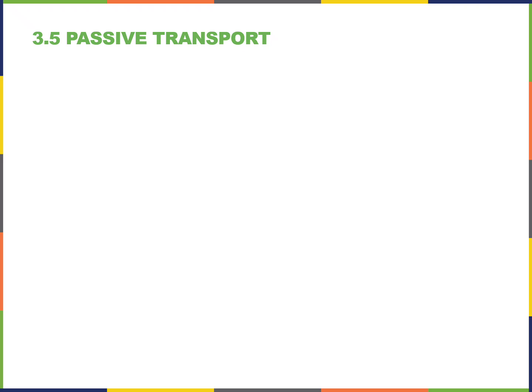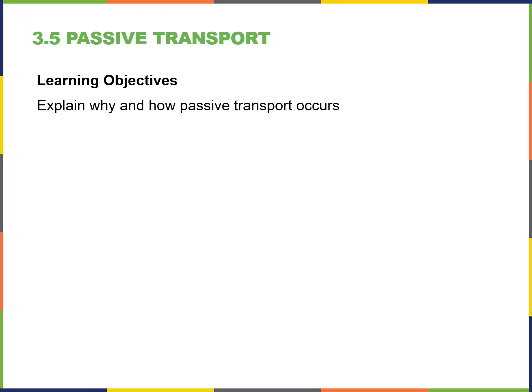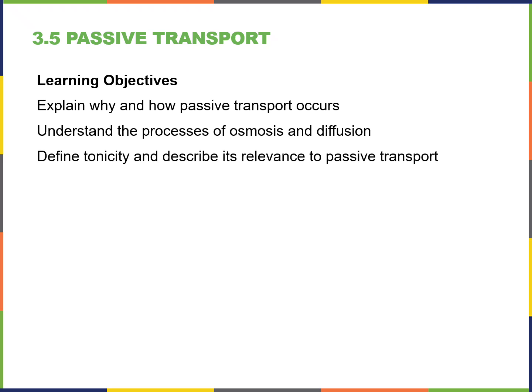Okay. Now we're going to talk about transport. We'll talk about why and how passive transport happens, the process of osmosis and diffusion. We'll talk tonicity and its relevance to kind of passive transport. Okay.